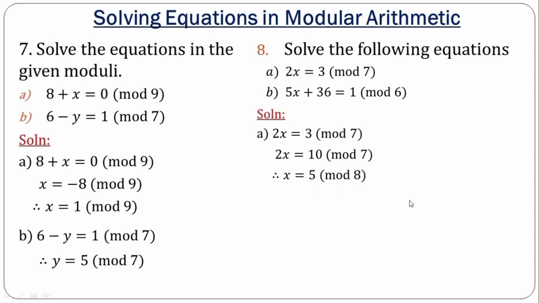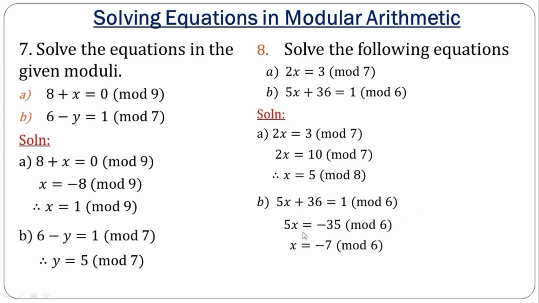This is a mistake. And then example 2, I'm going to take this to this side, and that's going to give me minus 35. When you divide by 5, you will get minus 7. And when you change minus 7 to mod 6 by adding 6, you are going to get minus 1. You add 6 again, and that will now give you 5, which is our solution.